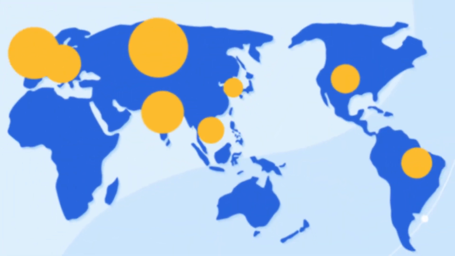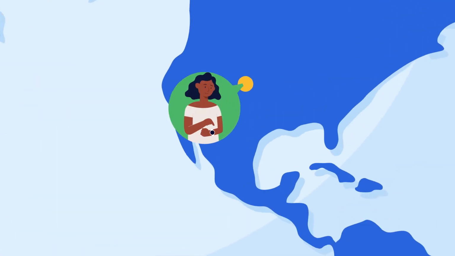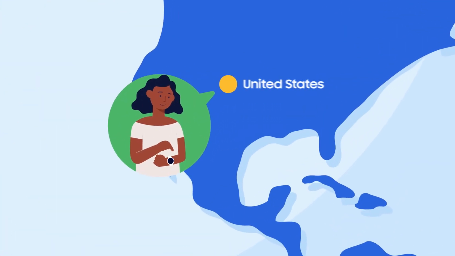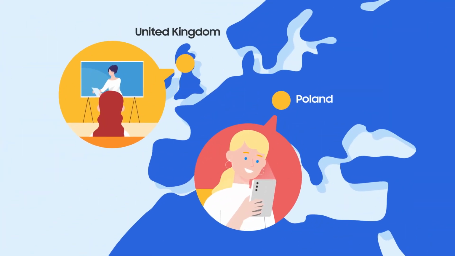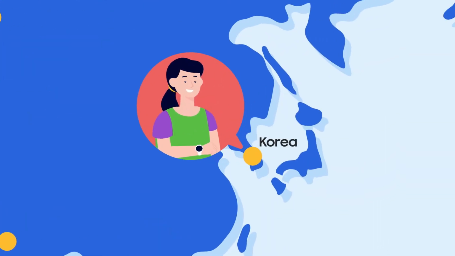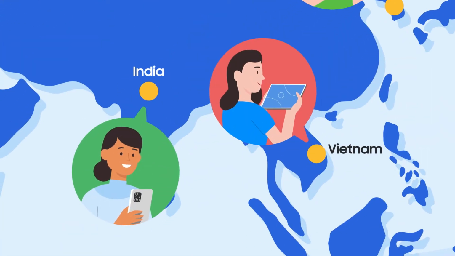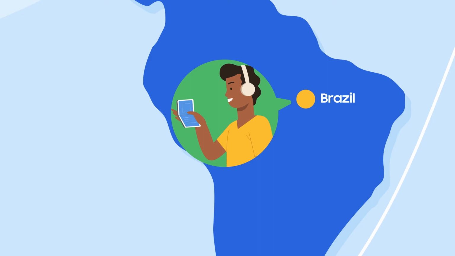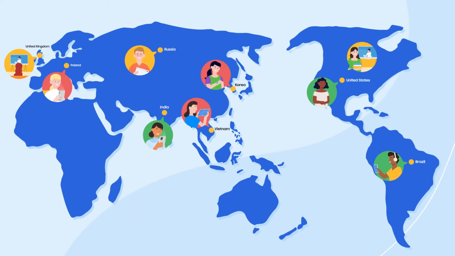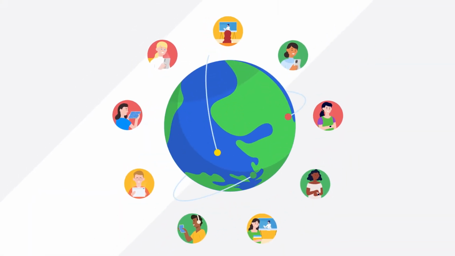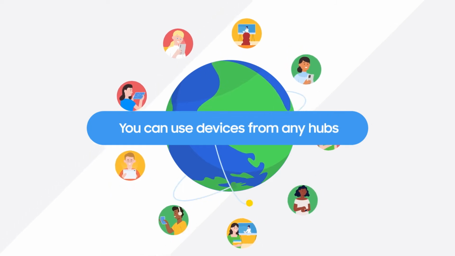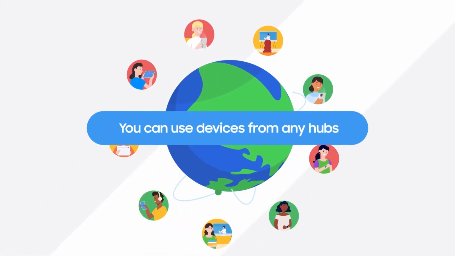Remote Test Lab has 10 service hubs in 8 countries, including the United States and Korea, as well as other European and Asian countries. We guide global users to use devices from nearby hubs based on their network performance. However, this distributed system doesn't mean that you can't use devices from other hubs.